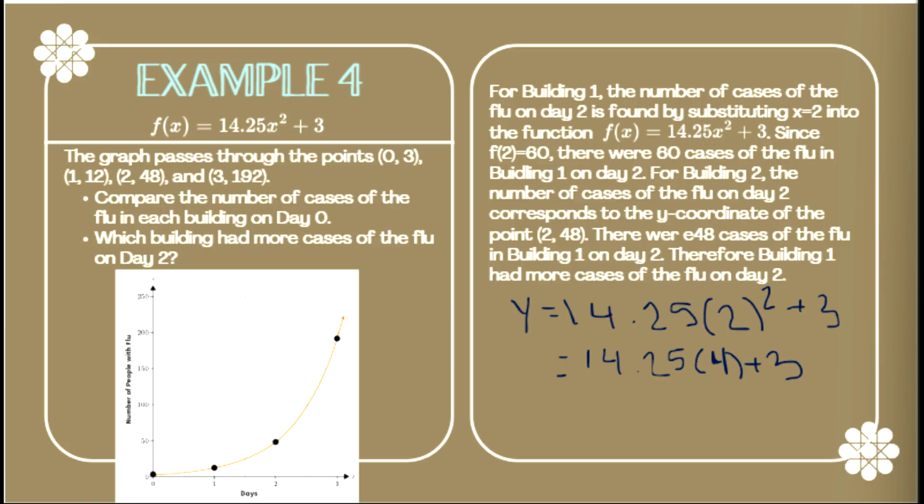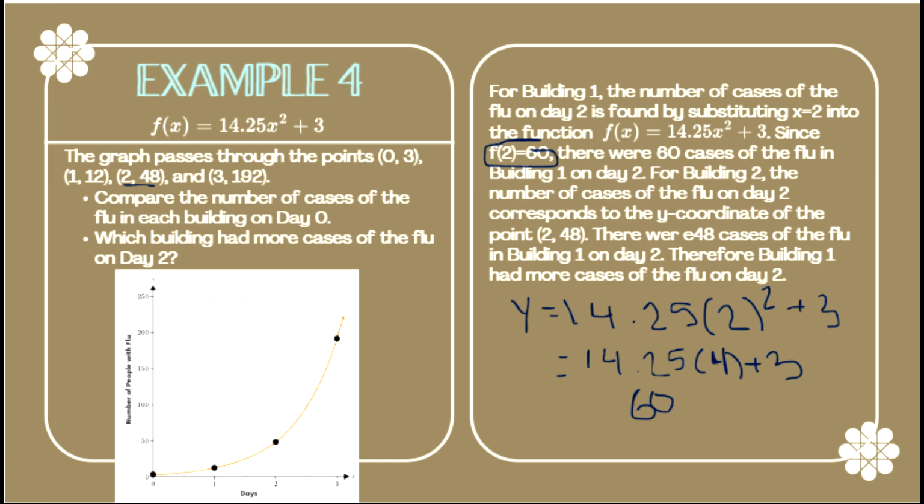We have 0.25, no, I fat fingered it. 14.25 times 4 is 57, plus 3 is going to give us 60, okay? So, hey, we agreed for once with the math book. Since f of 2 is equal to 60, there were 60 cases of the flu in building 1 on day 2. For building 2, we can see that on day 2 there were 48. Okay, there were 48 cases of the flu in building 2.